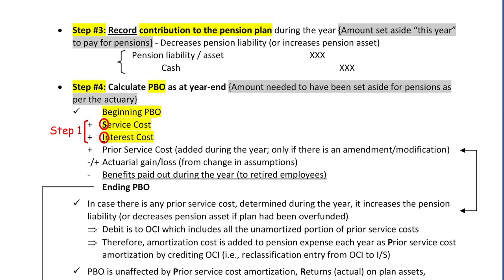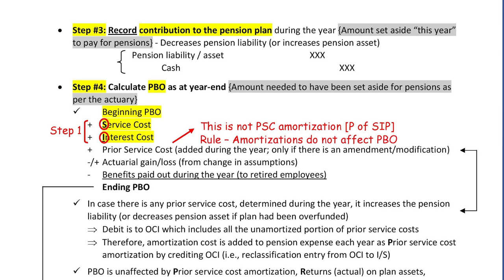Now the prior service cost that you add here to calculate your ending PBO, this is not the prior service cost amortization. This is the prior service cost added during the year, only if there is a plan amendment or modification. So put an arrow and write, this is not PSC, or the prior service cost amortization, the P of the SIP. Write, rule: amortizations do not affect PBO. Amortizations affect your accumulated OCI.